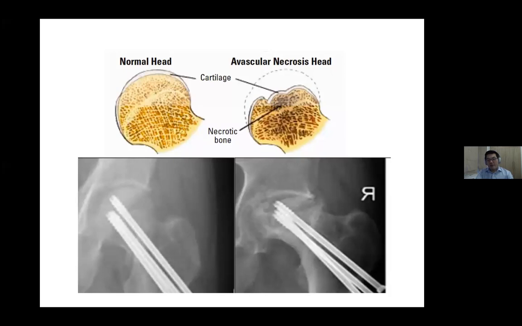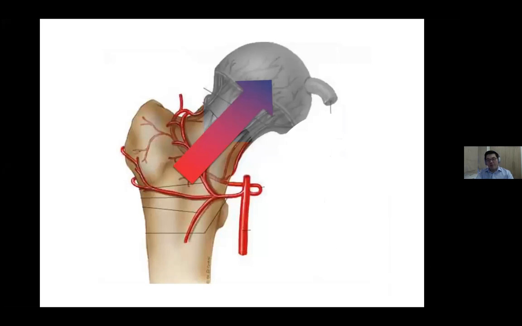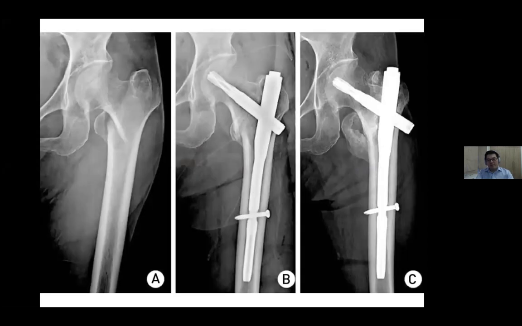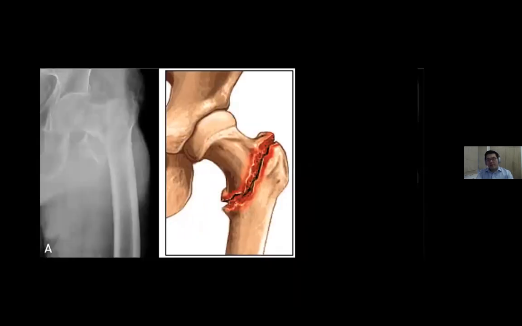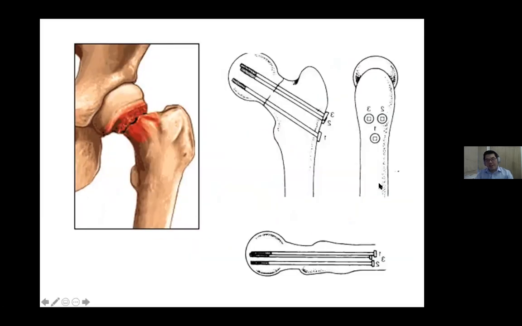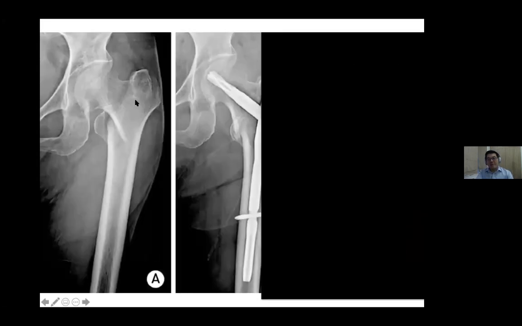So since we know that this sometimes can occur, we will then choose to adopt a totally different strategy where we do not want to retain the head anymore. Since we know that there's a high chance of it dying off and leading on to arthritis, what we do is just take it off. And when we take it off, we have to replace it with something. And this is what you see over here then.